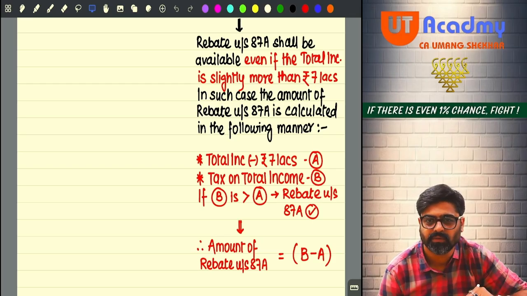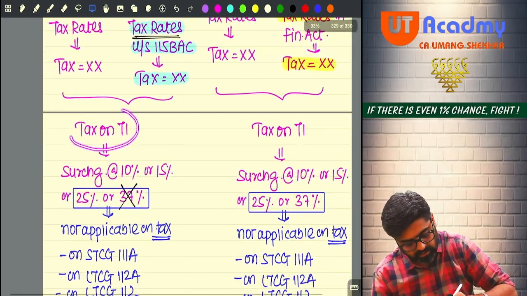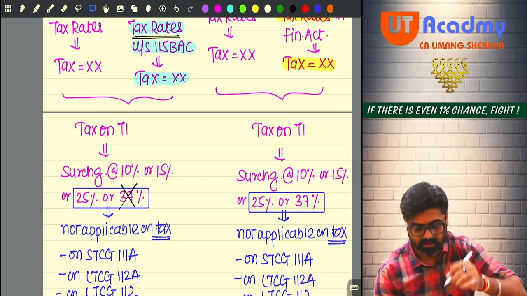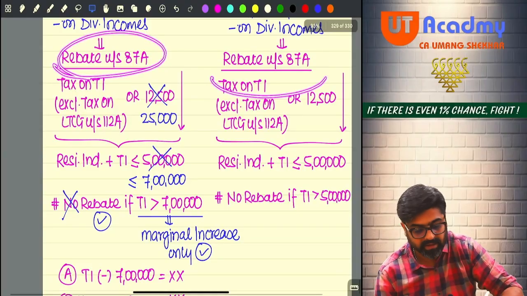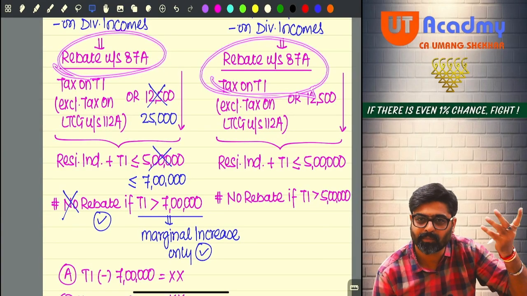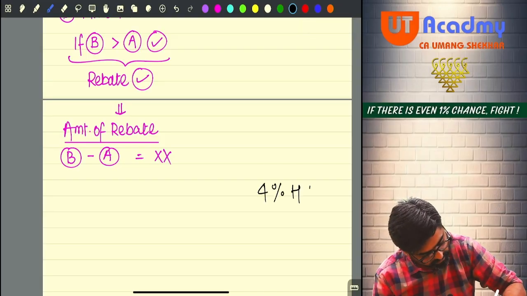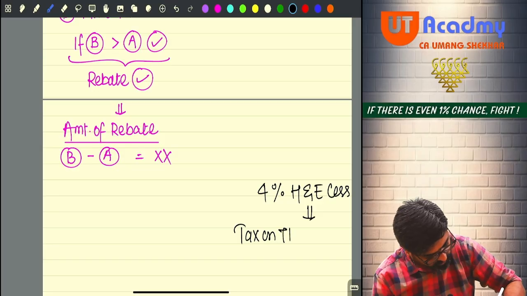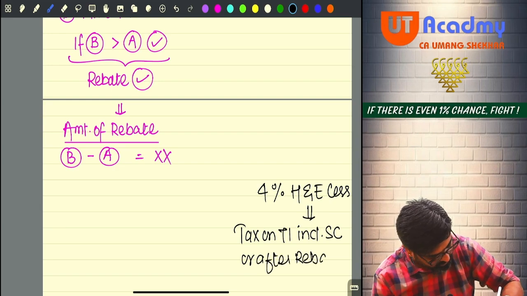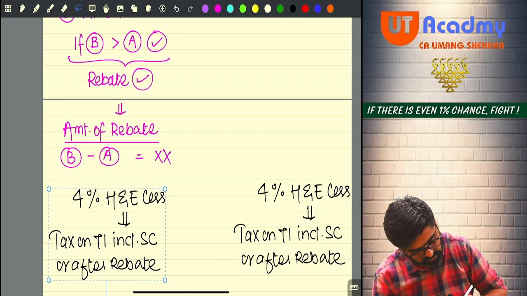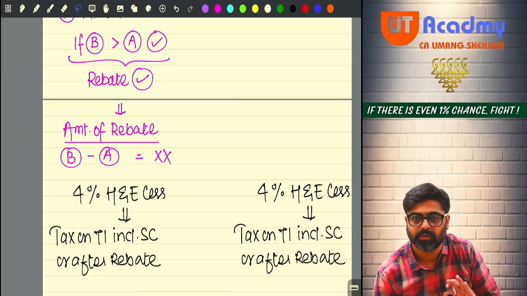Same calculations we have done, right? Now pay attention. Can I say tax including surcharge? Tax including surcharge will come, on that 4%. Or tax after rebate can also come, on that also 4%. So 4% cess was applicable here. Health and education cess is applied on tax on total income including surcharge or after rebate, and you are going to apply that here also. Okay, sir, that 4% is supposed to be paid both the times. Don't forget to apply this 4%.